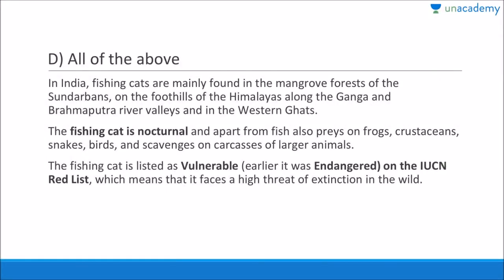So in India, fishing cats are mainly found in the mangrove forest of the Sundarbans, on the foothills of the Himalayas, along the Ganga and Brahmaputra river valleys and in the Western Ghats. And fishing cat is nocturnal and apart from fish, it also preys on frogs, crustaceans, snakes, birds, and scavenges on carcasses of larger animals. And it is listed as vulnerable and earlier it was endangered.